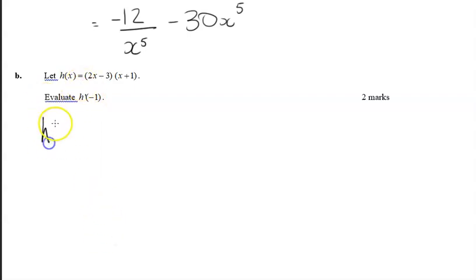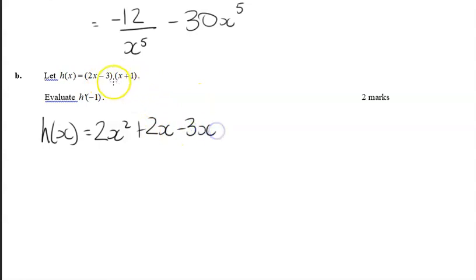Before we can do that, h of x is in a format where I can't necessarily differentiate, so I'm going to expand it. 2x times x is 2x squared. 2x times 1 is 2x. Minus 3 times x is minus 3x. And minus 3 times positive 1 is minus 3. This can be simplified to 2x squared plus 2x minus 3x, which is minus 1x, and then minus 3.